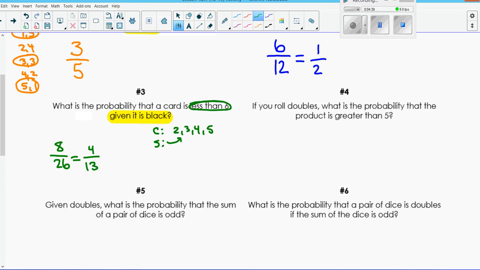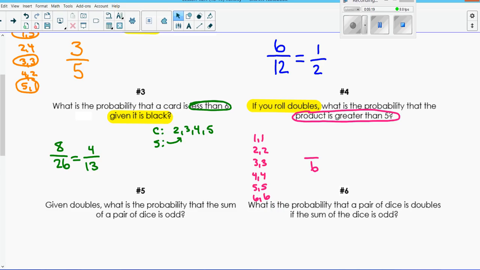Okay, let's try another one. If you roll doubles, so notice this one, the condition was written right in the beginning. So if you roll doubles, what is the probability that the product is greater than 5? So rolling doubles, we're talking about dice. I'm going to write them out because that's my sample space. I know that there are 6 doubles. Doubles are talking about 1 and 1, 2 and 2, 3 and 3, 4 and 4, 5 and 5, 6 and 6. Okay, so there's my doubles.